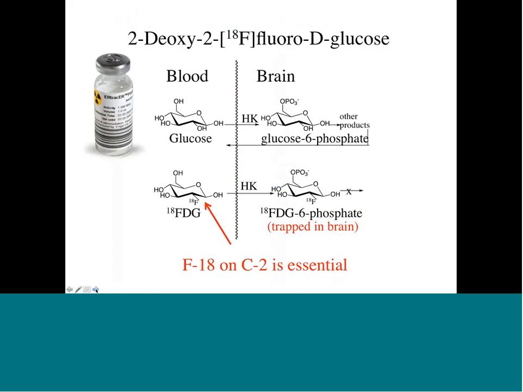So the most well-known radiotracer is a molecule called fluorodeoxyglucose. It's a fluorine-18 labeled sugar. It can penetrate the blood-brain barrier and mimic glucose. And if you inject this, you can tell where brain chemistry is occurring or where brain metabolism is occurring.